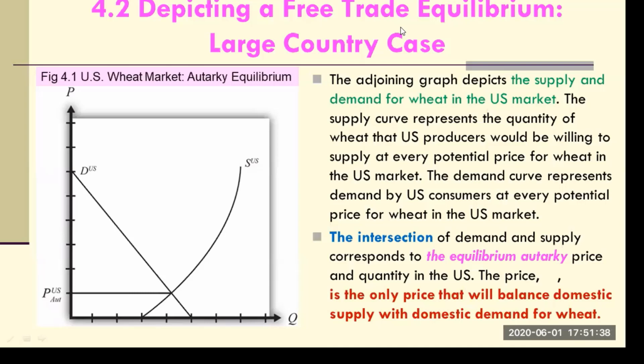All right. So the curves are drawn such that the US autarky price is lower than the Mexican autarky price. The price indicated under this scenario for the Mexicans is very low.